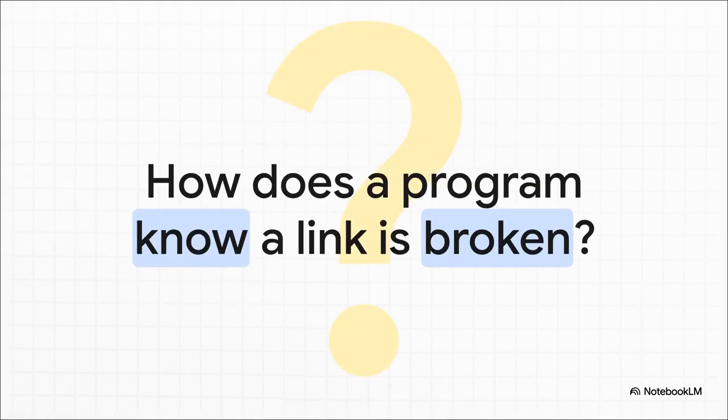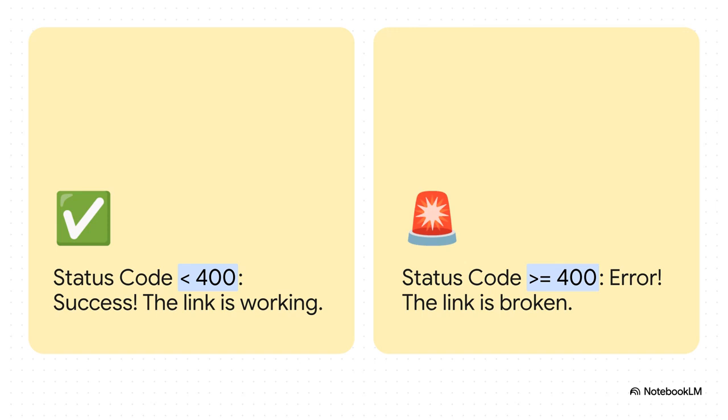Okay, but here's where it gets interesting. You and I, we see a big 404 not found page. But an automated testing program, it doesn't have eyes. It can't see the error page. So how in the world does it know, for sure, that the link is broken? It needs a different kind of clue. And that clue is a number, specifically the number 400. It's part of a secret code that web servers use to talk to each other. And the rule is actually super simple.